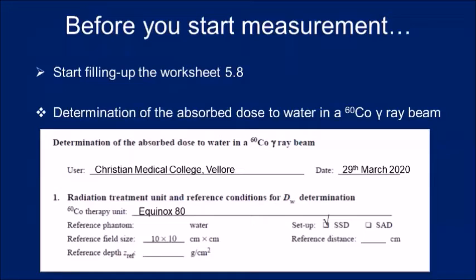But just for convenience and the fact that we have been using SSD for a long time, I would prefer SSD technique. And the reference distance in Equinox 80 is 80 centimeter. And as I said, I will measure at 5 centimeter depth in water, or 5 gram per centimeter square. The reason I will explain to you when we do the actual measurement.